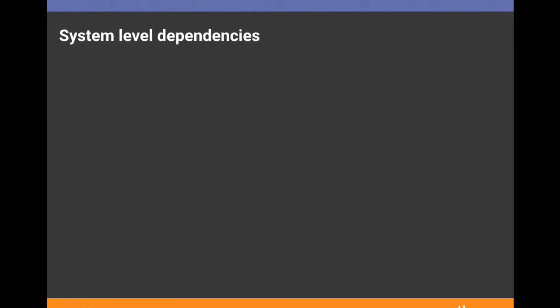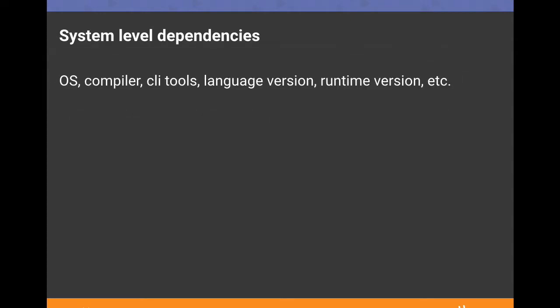So we're going to take a look at how Docker can help us out. When we talk about dependencies, just real quickly, it can mean a couple different things. We can have system level dependencies: maybe it's my operating system, my compiler, the CLI tools that I have, language version, runtime version, etc. Maybe even your browser in some cases, if you're testing, can be a system level dependency. So we have this overall higher level of things, and we'll see how Docker can help us get these things fine-tuned for the exact environment that we need.